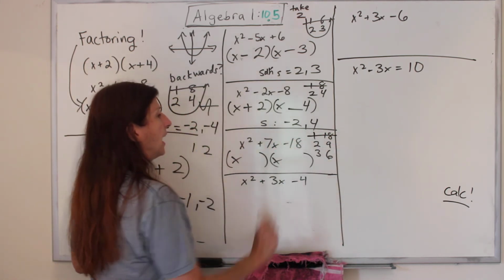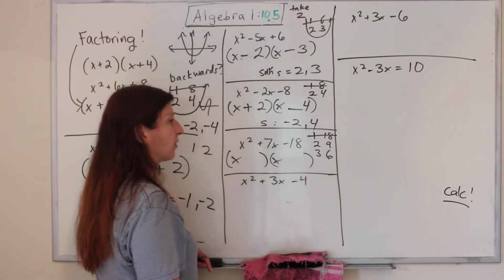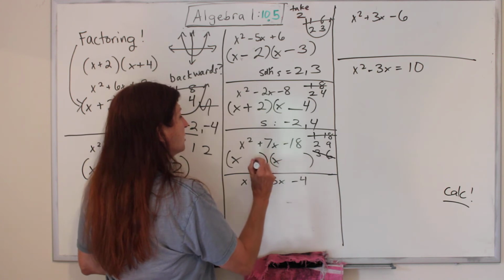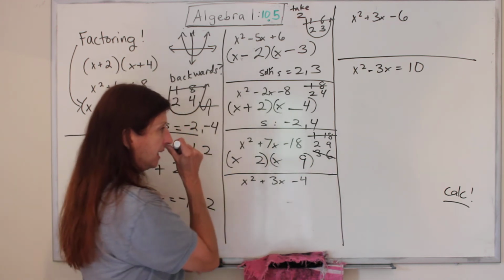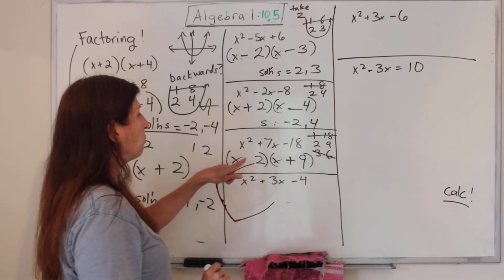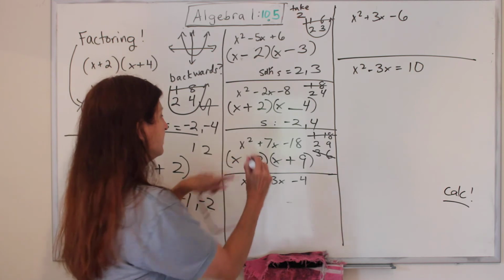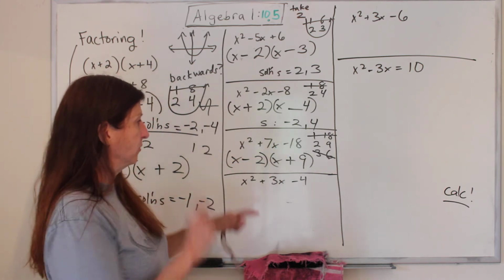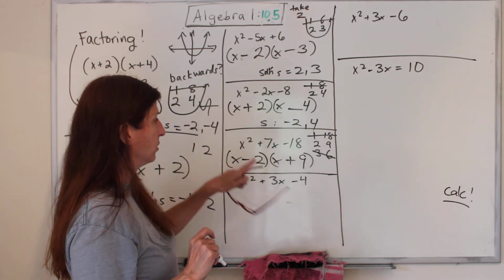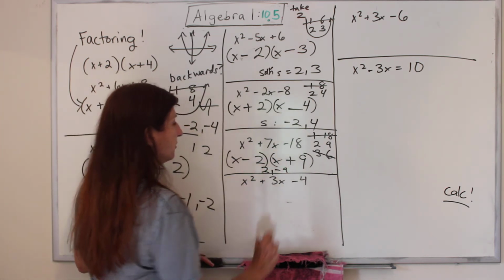Can you add or subtract 1 and 18 to get 7? No. Can you add or subtract 2 and 9 to get 7? Yes. Can you add or subtract 3 and 6 to get 7? No. So we know it's 2 and 9. Bigger number gets the sign of the middle term. What does this need to be for that to be negative? It's a positive and negative for that to be negative. You multiply a positive and negative to get a negative. What are the solutions? 2 and -9.